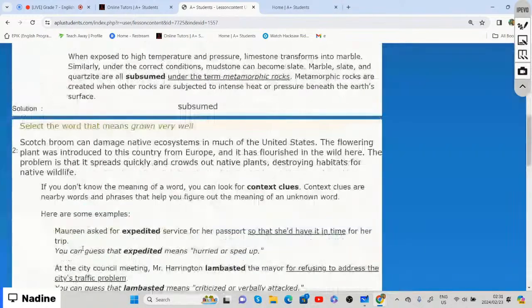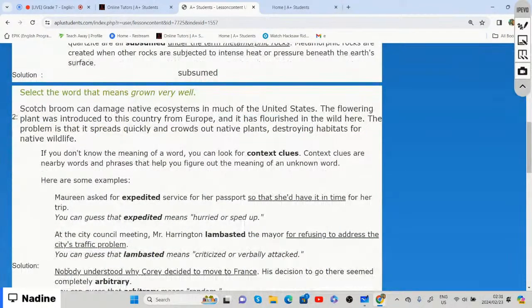And then we have: Scotch broom can damage native ecosystems in much of the United States. The flowering plant was introduced to this country from Europe, and it has flourished in the wild here. The problem is that it spreads quickly and crowds out native plants, destroying habitats for native wildlife.